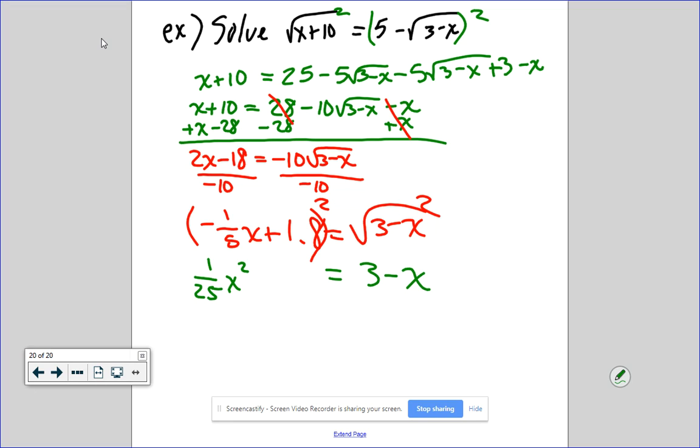Now the numbers get ugly. 1.8 squared, now they get ugly. They weren't that bad before. Outside, 1.8 divided by 5 gives me negative 0.36x. If I do inside, I also get negative 0.36x, plus 1.8 times 1.8, 3.24, equals 3 minus x. Okay?